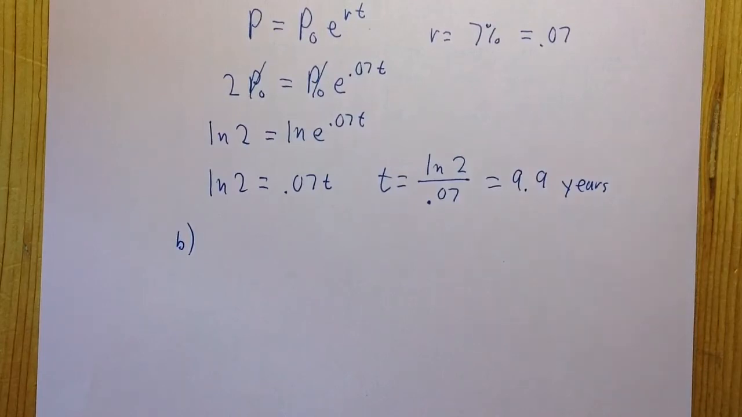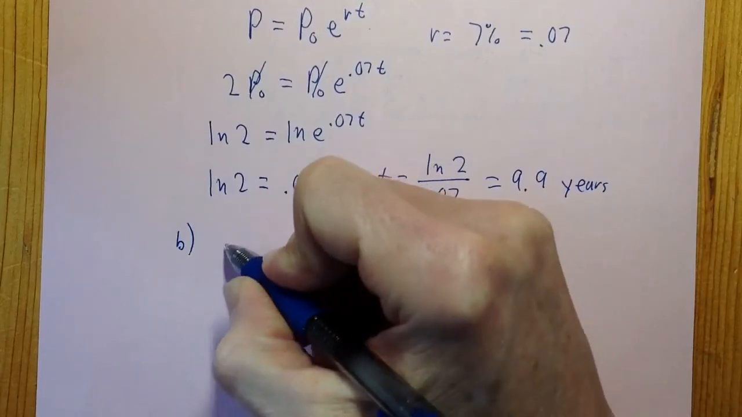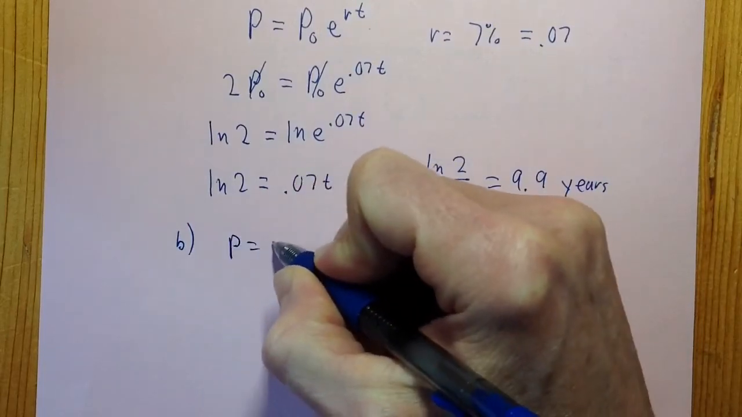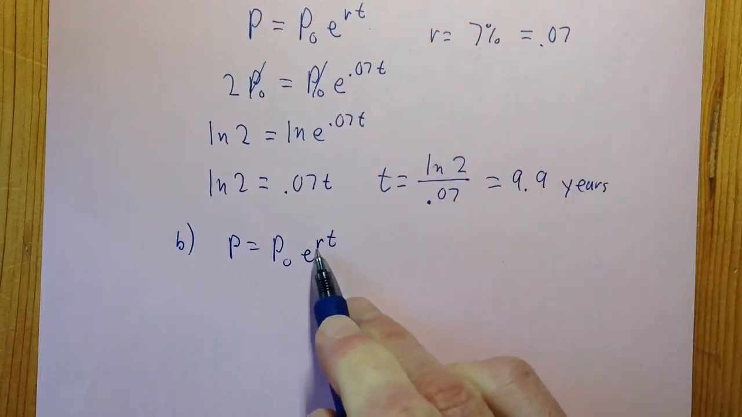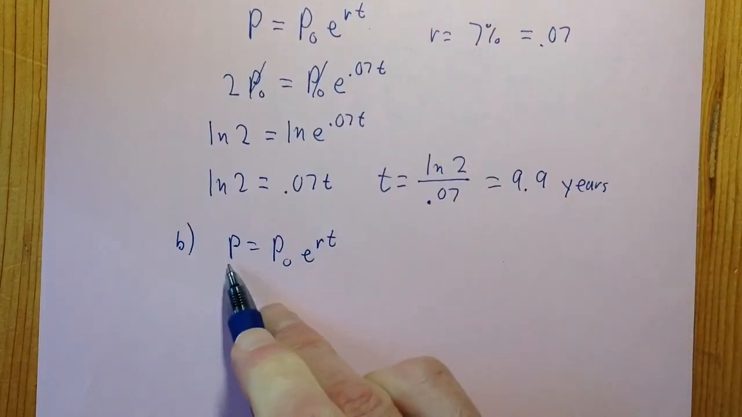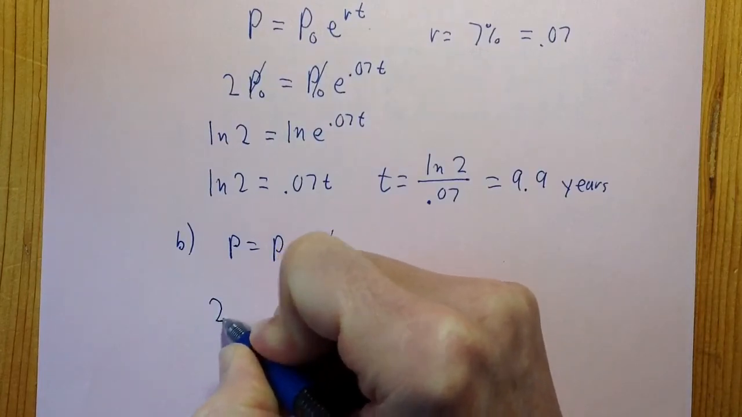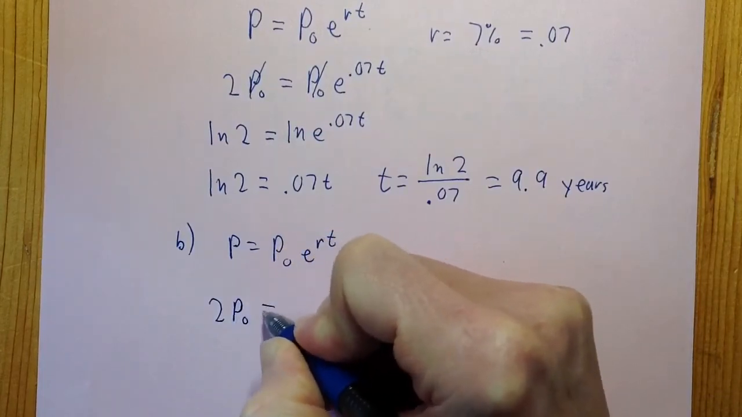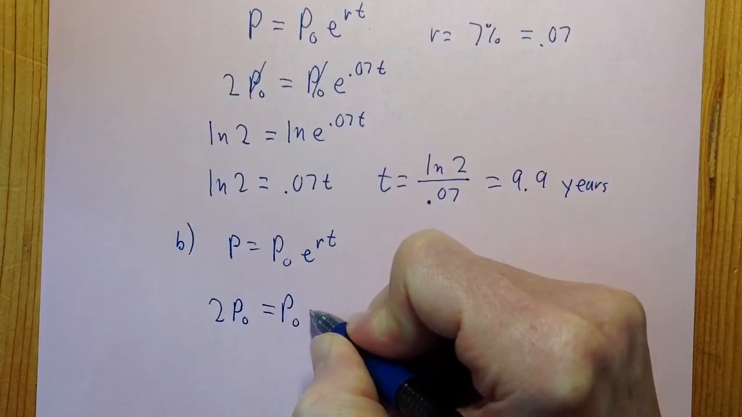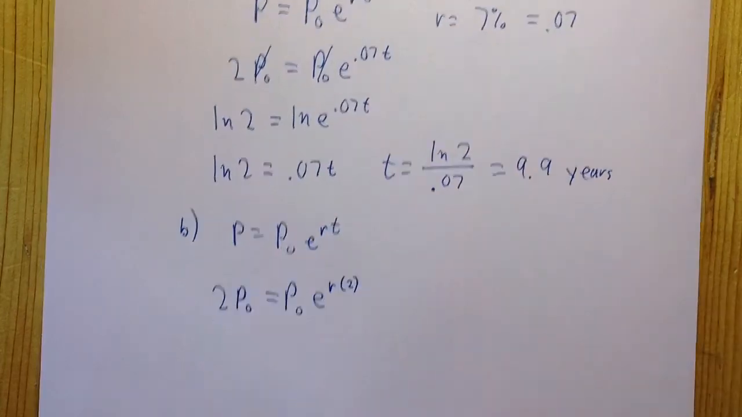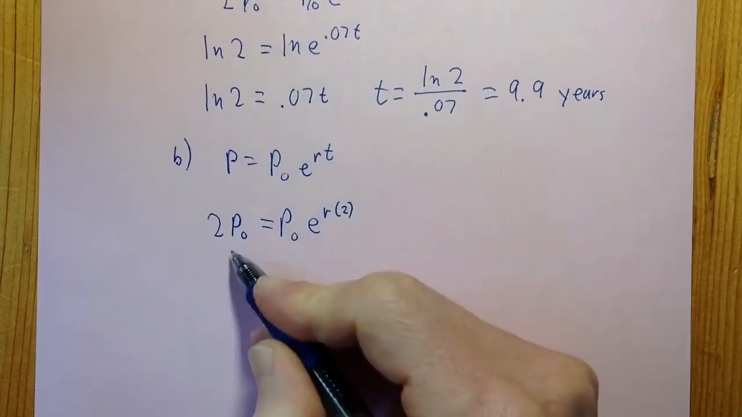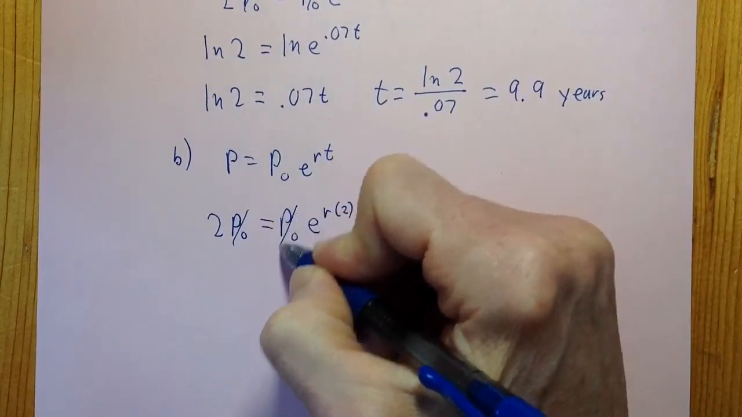Okay, so let's see, we'll write down our P equals P0e to the RT. Now we want to solve for R. We want to have twice as much money. So we say, okay, twice as much money, we have 2P0 is equal to P0e to the R times the time, which is 2 in 2 years. Again, the P0s cancel.